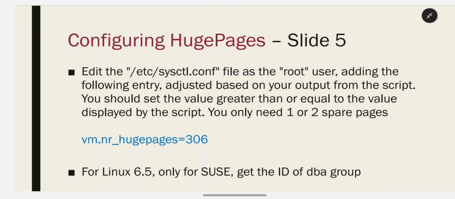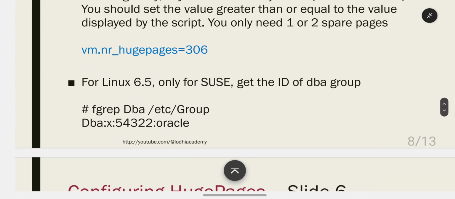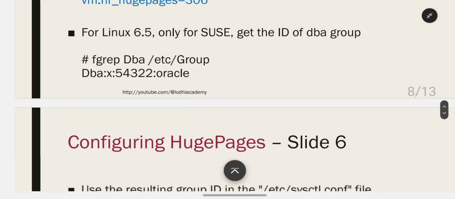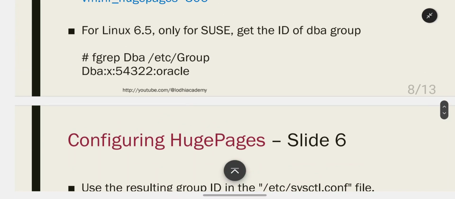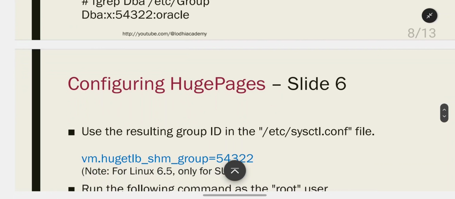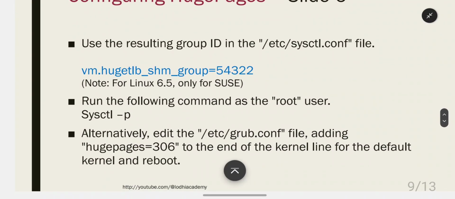We increase only one. For Linux 6.5, only for the SUSE version, get the ID of the DBA group with this command: fgrep dba /etc/group. The number showing is 54322. This is for the DBA group. Use the resulting group ID in the /etc/sysctl.conf file. This is only for the SUSE version of Linux: vm.hugetlb_shm_group = 54322.